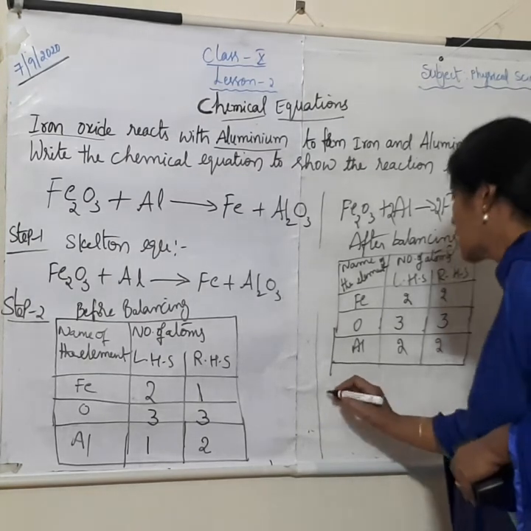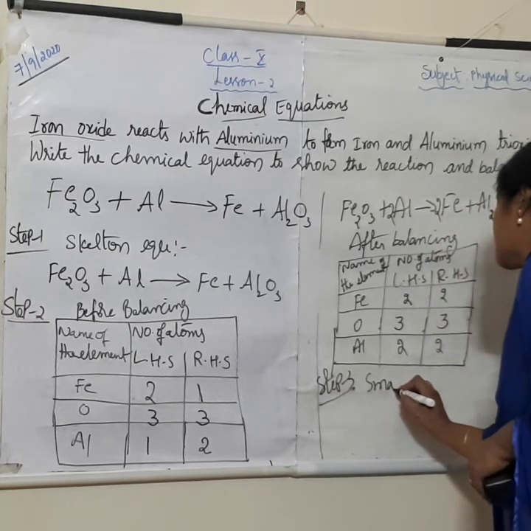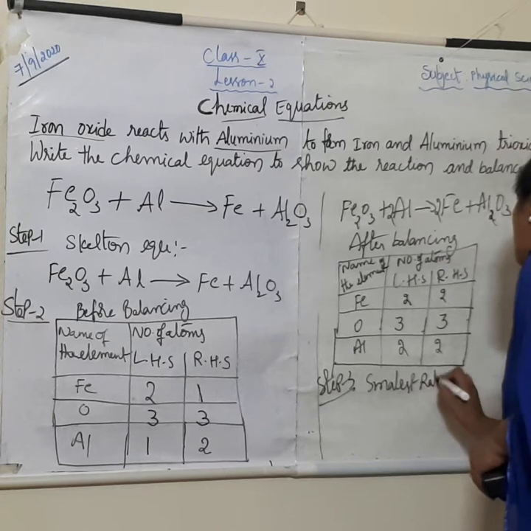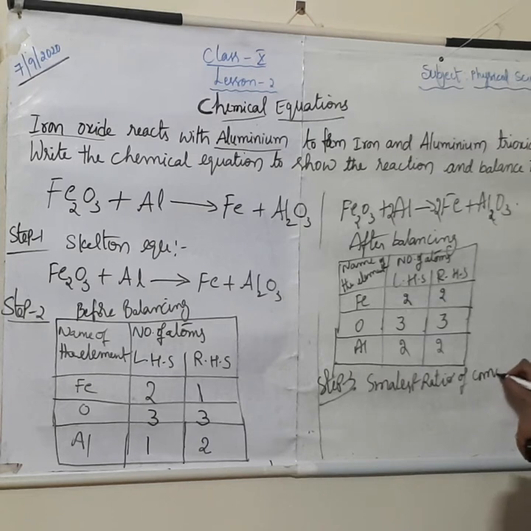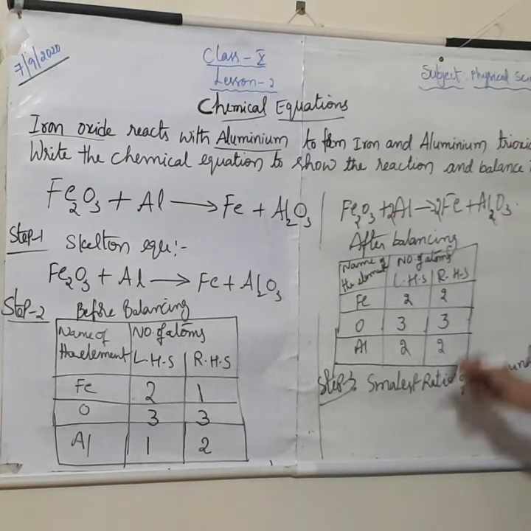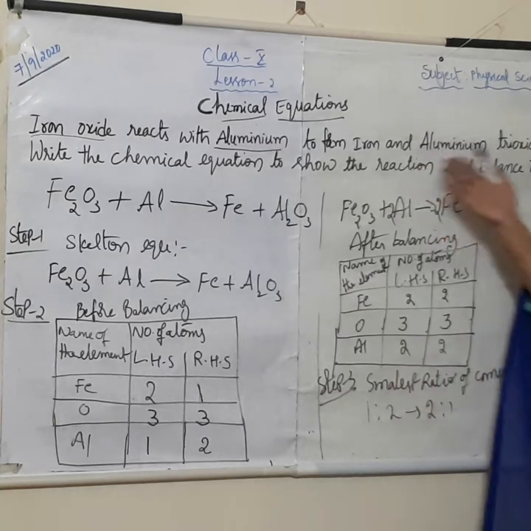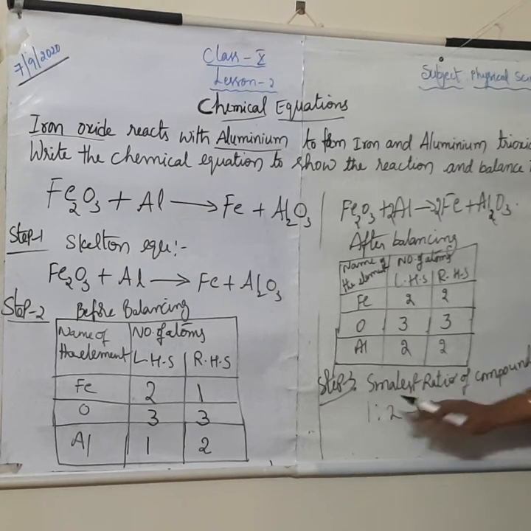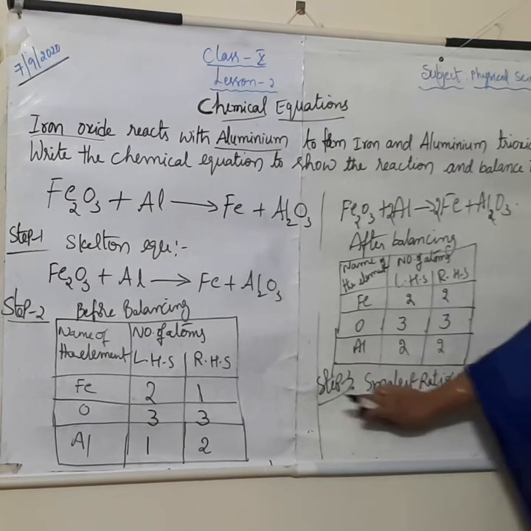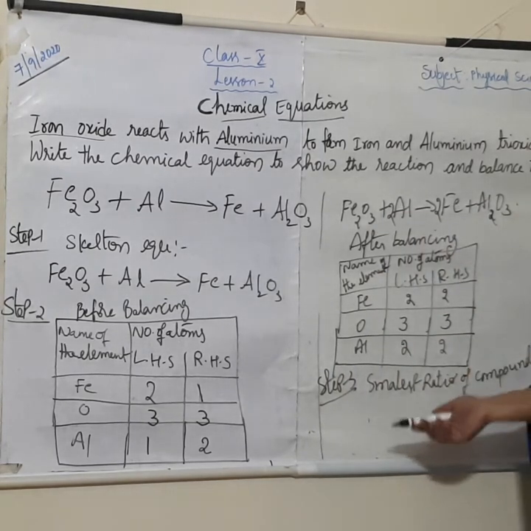Now step 3: smallest ratio of compounds. Here they are already in the smallest ratio. 1:2 gives rise to 2:1. So you cannot make these coefficients into smaller numbers. You cannot simplify this, so just write it. The coefficients are already in the smallest ratio.